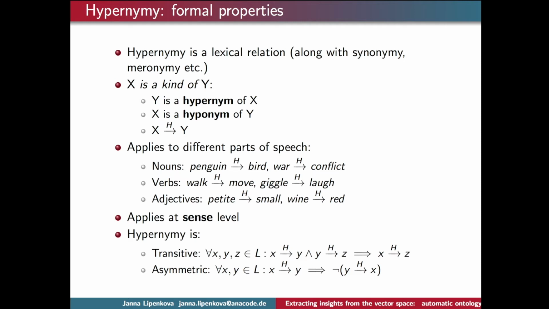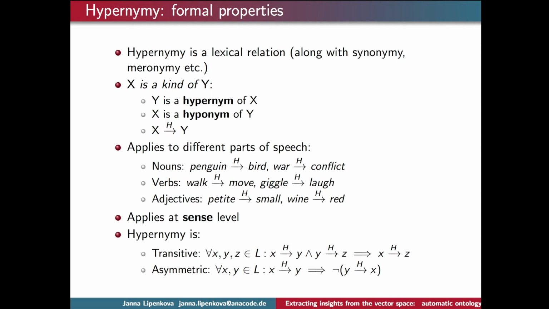Specifically, hypernymy means that if we have a hypernymy pair x and y, then we can say that x is a kind of y, and in that case we also say that y is the hypernym of x, while x is the hyponym of y. And you can see on the slide the notation that I will also use in the following explanations.